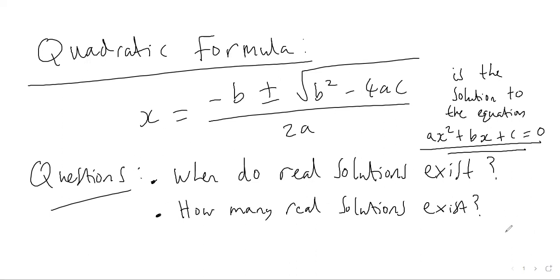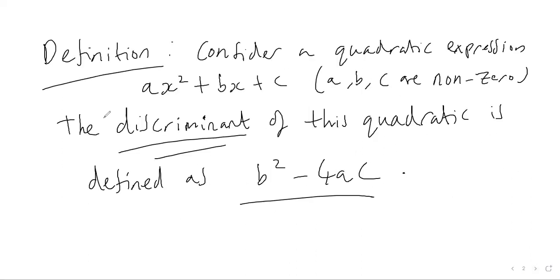To consider this, we need to know about something called the discriminant. I've written here a definition of what this word discriminant means. So consider a quadratic expression ax squared plus bx plus c, and a, b, c are non-zero real numbers, I should say. The discriminant of this quadratic expression is defined to be b squared minus 4ac. So that is what the definition of the discriminant means.